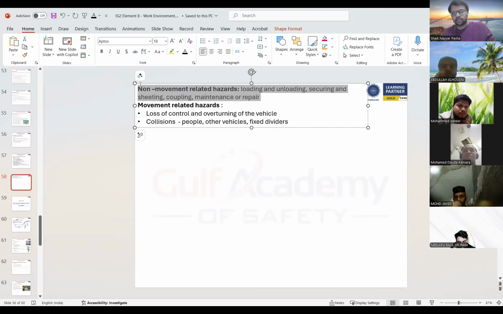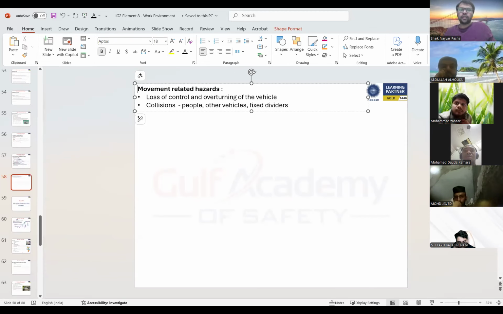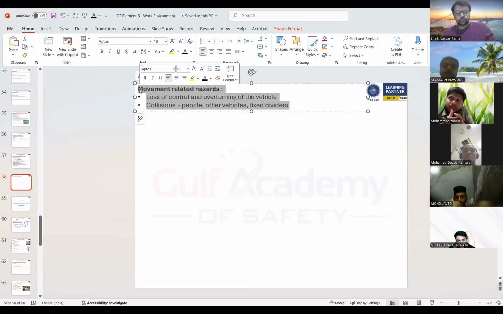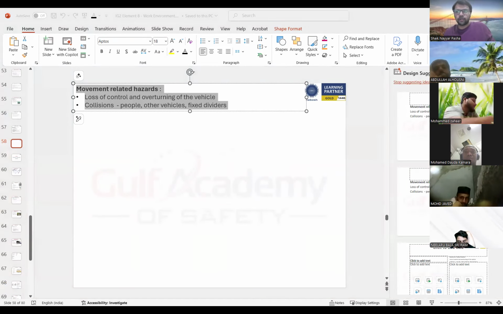So let us discuss. Can you tell me what are the reasons that a driver could lose control and the vehicle could overturn, or why there could be collisions with people or other vehicles?